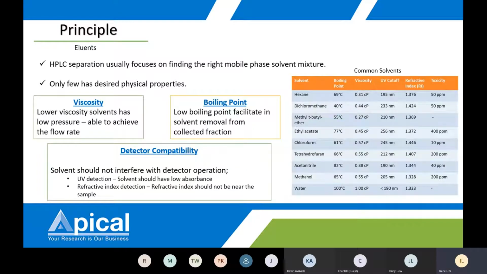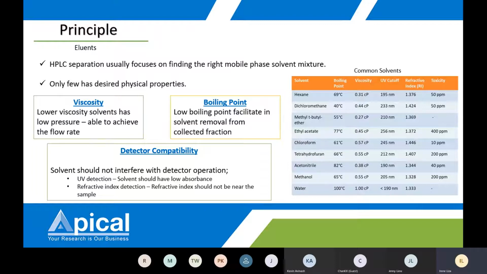Another thing that is also very important is the eluents. HPLC separation focuses on choosing the right mobile phase, basically a solvent. So you need to know what is the suitable solvent for your sample. What are some of the criteria that we need to look into? Number one is definitely the viscosity, because lower viscosity solvents have lower pressure. When they have lower pressure, they are able to achieve the desired flow rate. This flow rate is something that you will also optimize. So when you have lower viscosity, you can achieve the flow rate that you want.